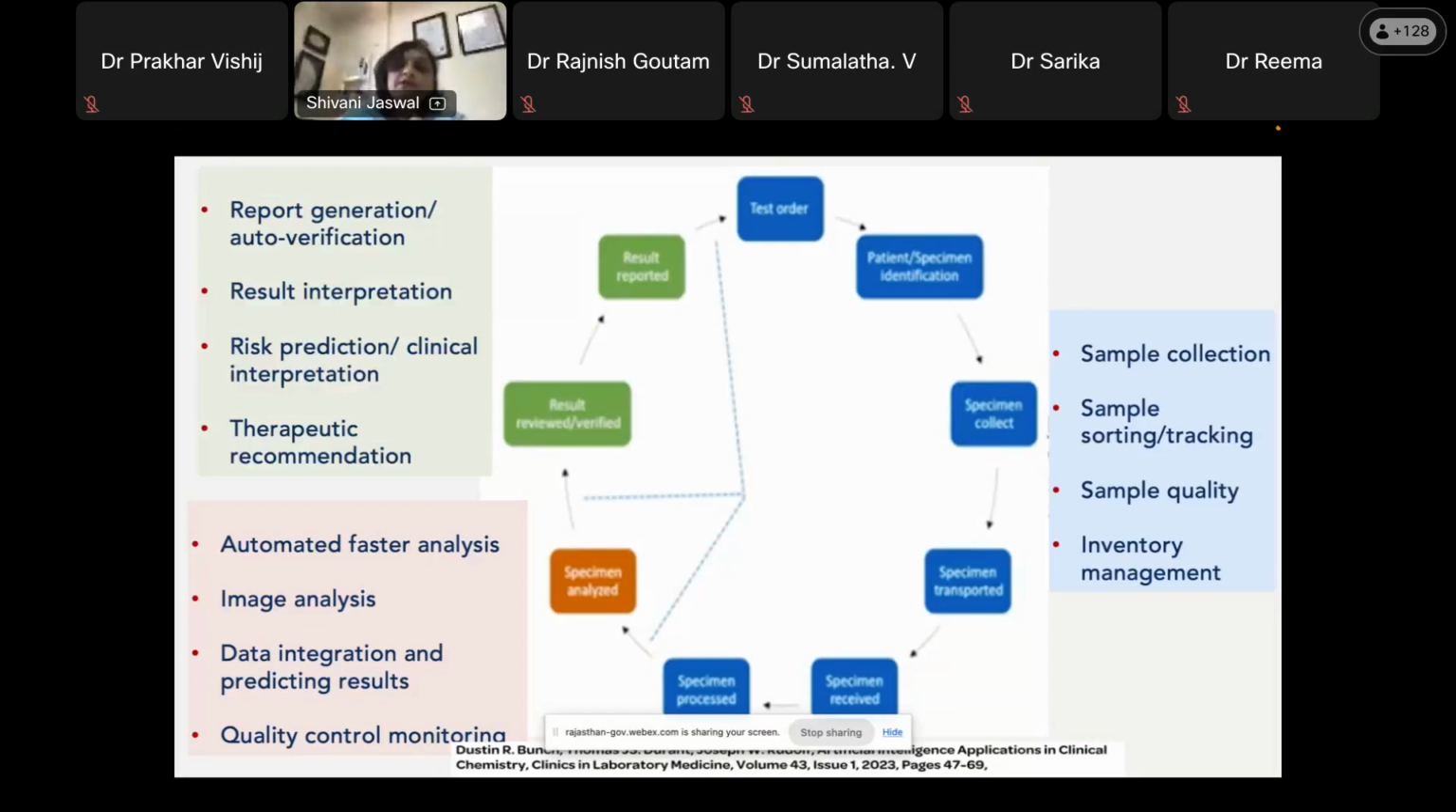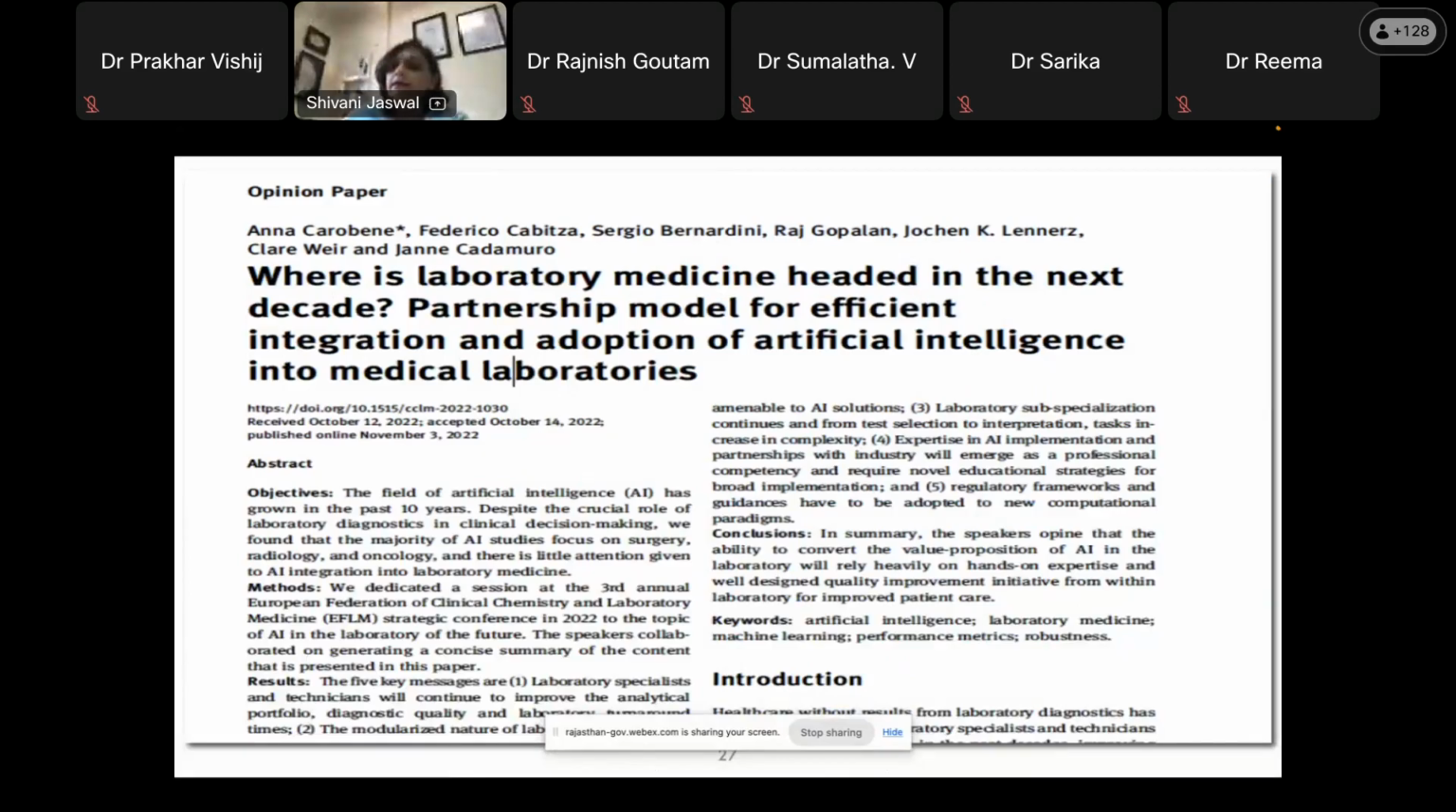Risk prediction scores have been formulated using these AI tools, and they can also help in better interpretation of our results, and we can even give some therapeutic recommendations based on these risk scores. So there are various areas where these tools can be utilized in our laboratory. I will quickly take you all through a few examples of the various work that is going on, and how these tools are being developed in various areas of the laboratory.